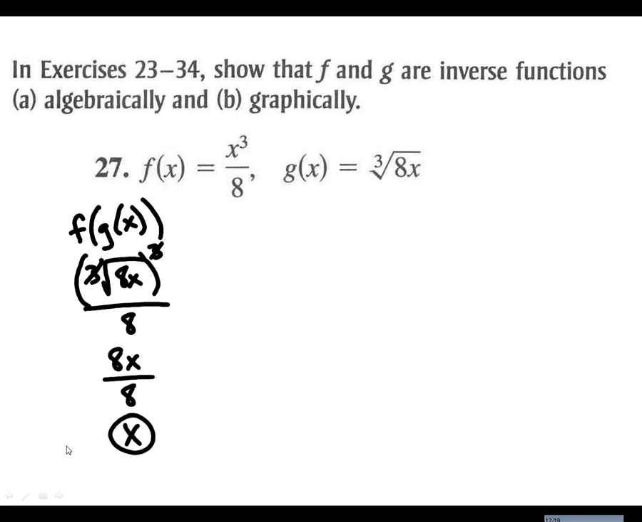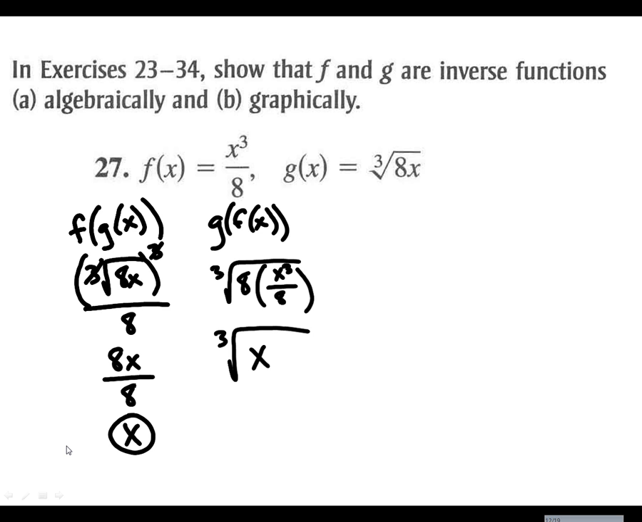Let's go the other way. g of f of x is going to be the cube root of 8 times x cubed over 8. The 8's cancel. We have the cube root of x cubed. And cubing and cube root cancel. We are left with the x. So algebraically, it matches up. And if we were going to do this graphically, we put them on a graph and take a look. But the key here is, when we do the tables, do they flip?